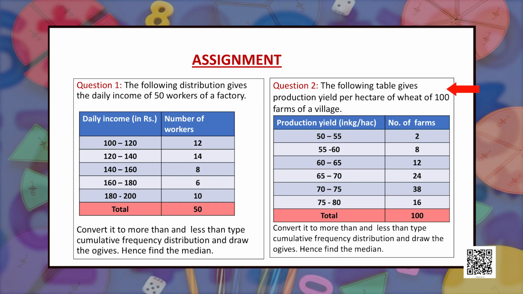The second question is, the following table gives production yield per hectare of wheat of 100 farms of a village. Convert it to more than and less than type cumulative frequency distribution and draw the ogives, hence find the median.